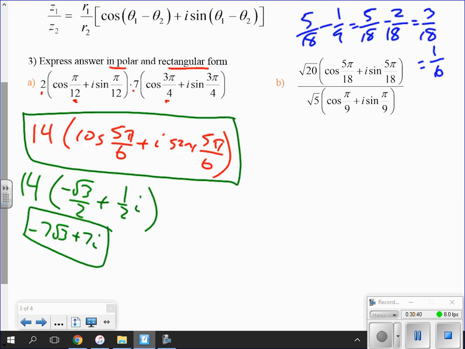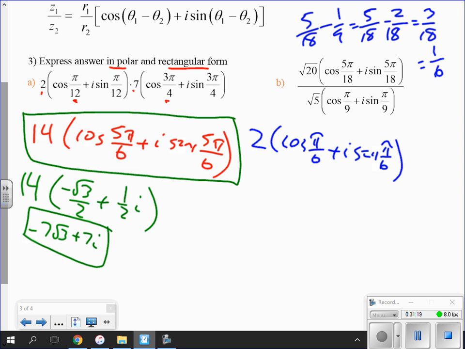Okay, remember you're subtracting angles on this. 5/18 minus 1/9 is 5/18 minus 2/18, which is 3/18, which reduces down to 1/6. So my angle is pi over 6. Square root of 20 divided by the square root of 5. 20 divided by 5 is 4, so I have root 4, which is 2. So I have 2 cosine of pi over 6 plus i sine of pi over 6. That's the polar coordinate.